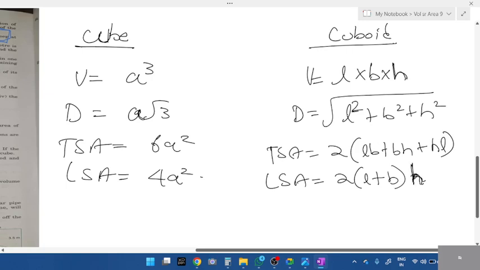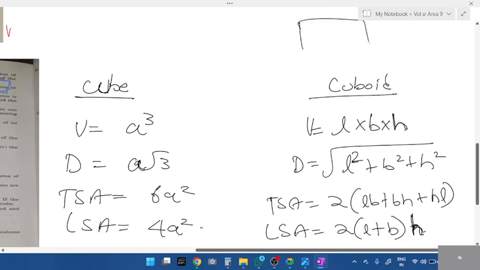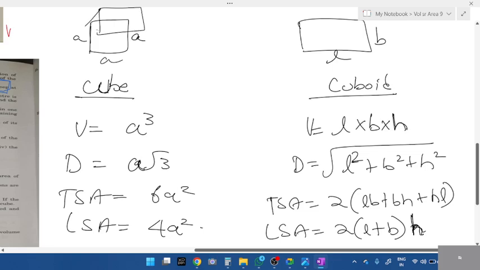See the difference, students. The cuboid is like a rectangle. For rectangle, you'll have length and breadth. That's the reason length, breadth, and height. All three are different. For cube, it is like a square. All three sides are equal for a cube. All the sides are A.